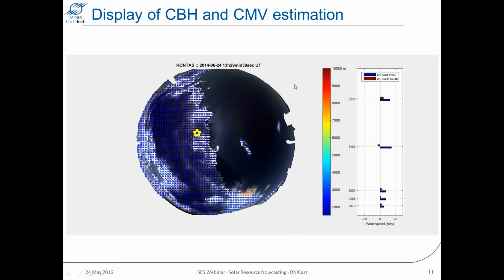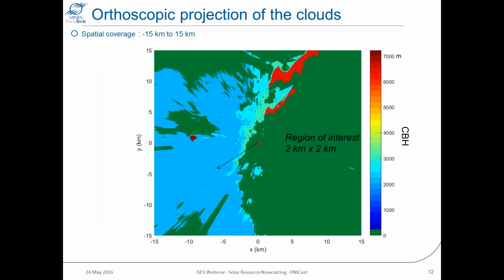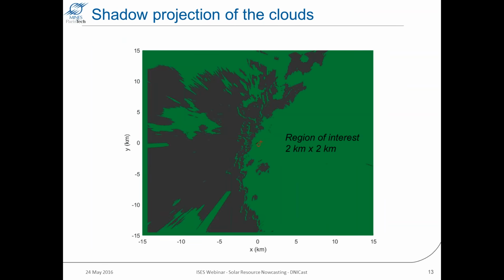Okay, so using this type of information in real time, you can make an orthographic projection of the clouds, seen from the top, and this is a region between minus 15 kilometers to 15 kilometers, 30 kilometers as a spatial coverage, and you can see for one moment the clouds and their corresponding cloud-base height. This is here roughly the region of interest of 2 km by 2 km.